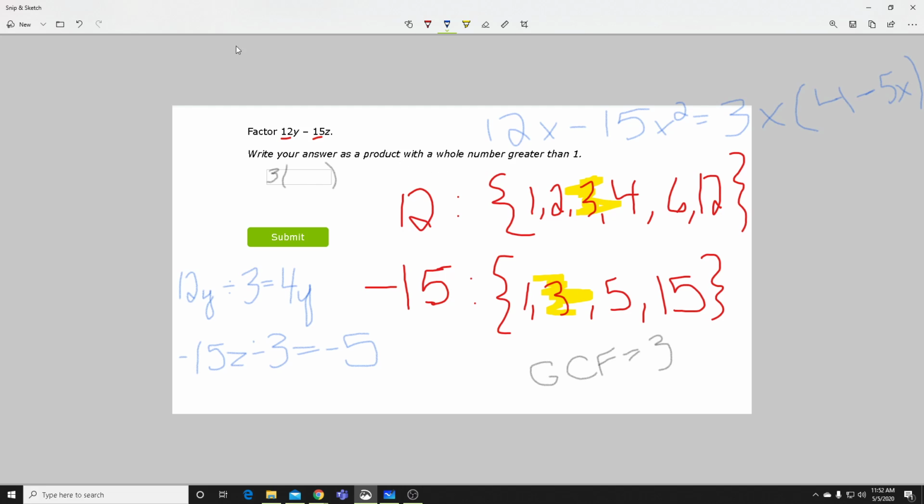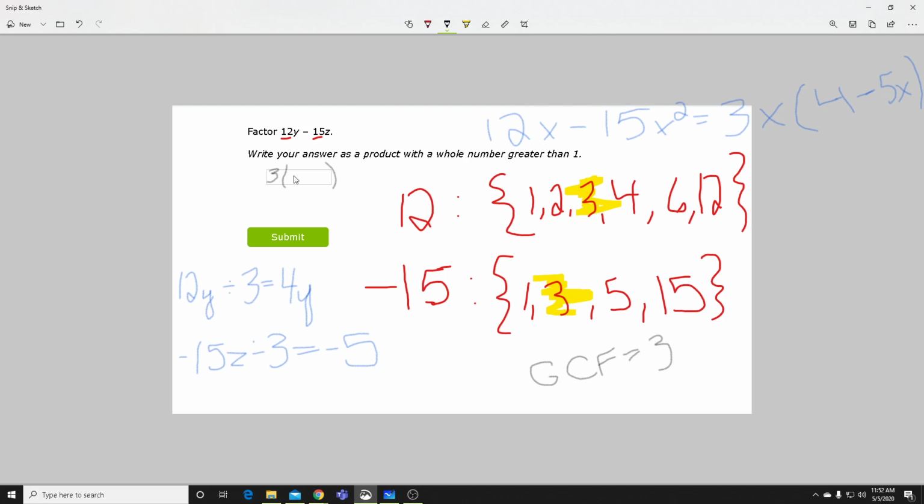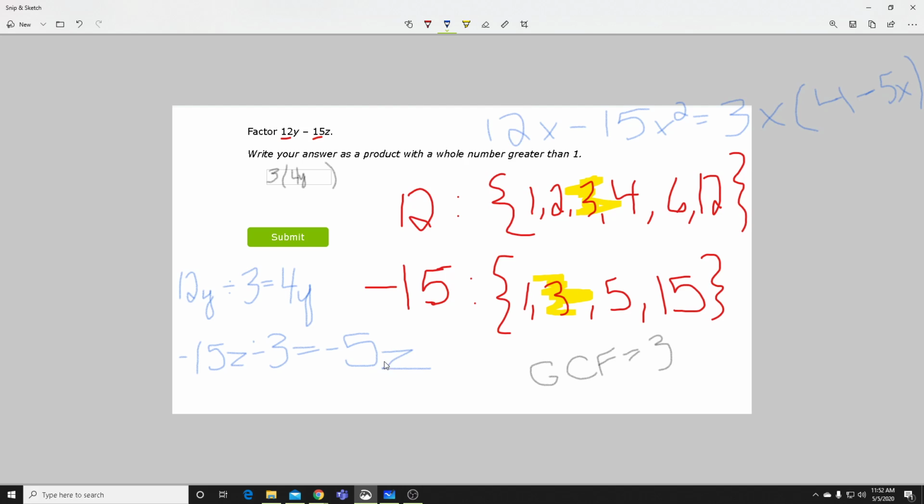Anyways, let's go back to the main problem here. So we found the GCF. We said that was 3. We took each term and divided by the GCF. So we had 12y divided by 3. That gives us 4y. So we'll write that in. And then we had negative 15z divided by 3. That gives us negative 5z. Don't forget the variable. You don't want to do all the work and then get it wrong for something like that. Be extra careful.